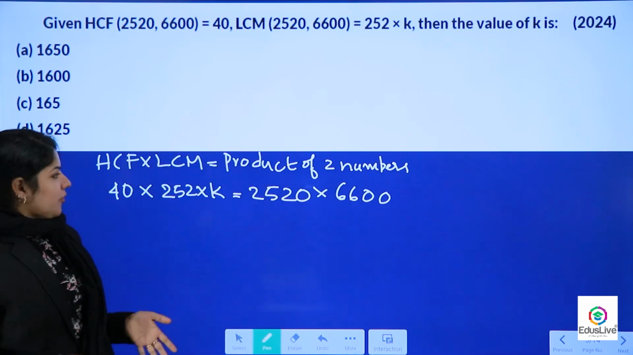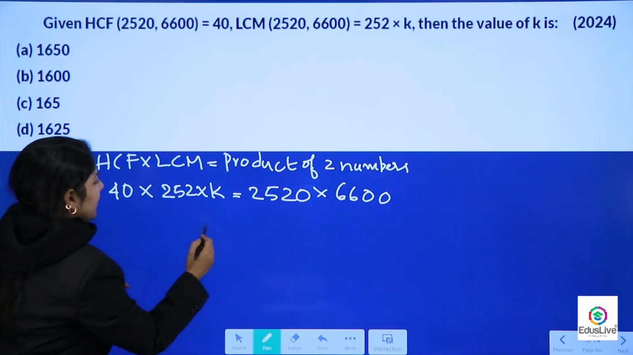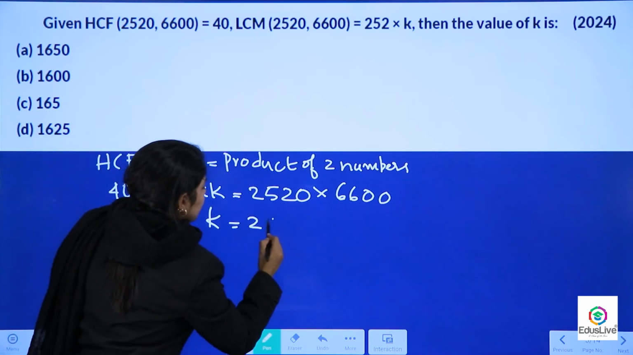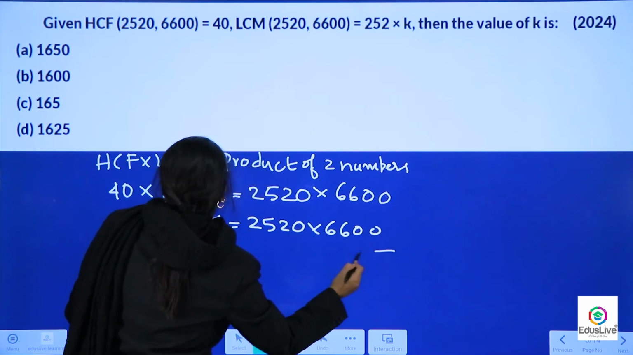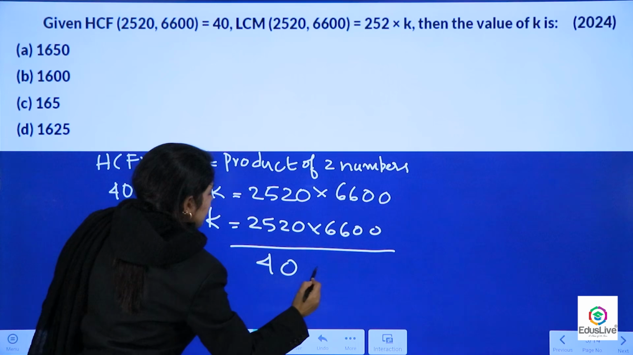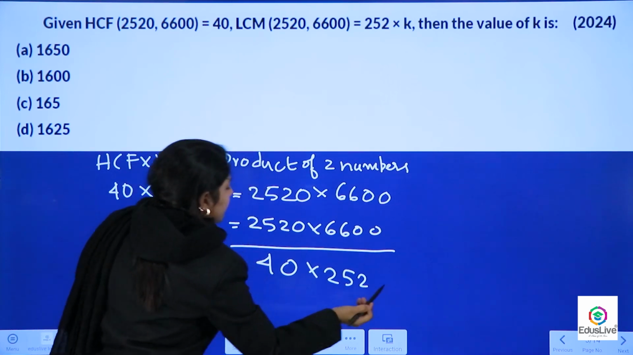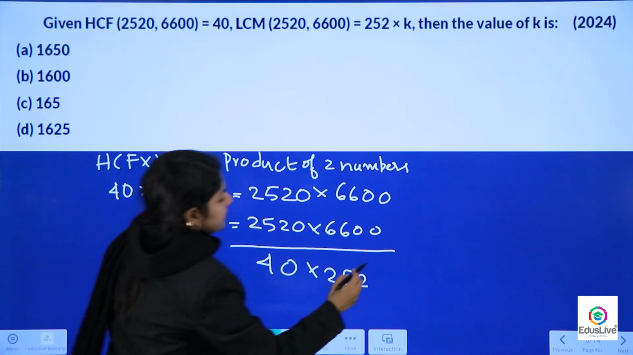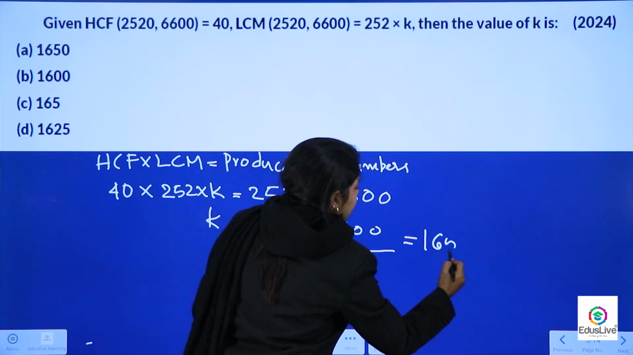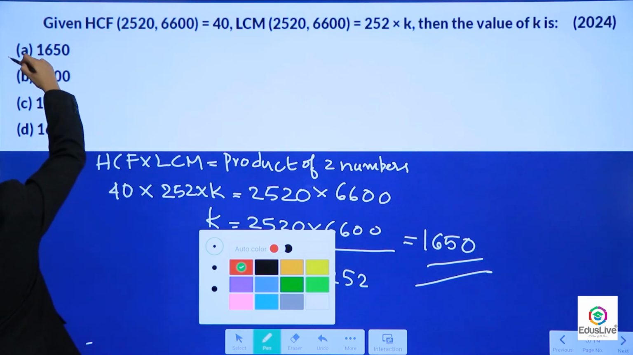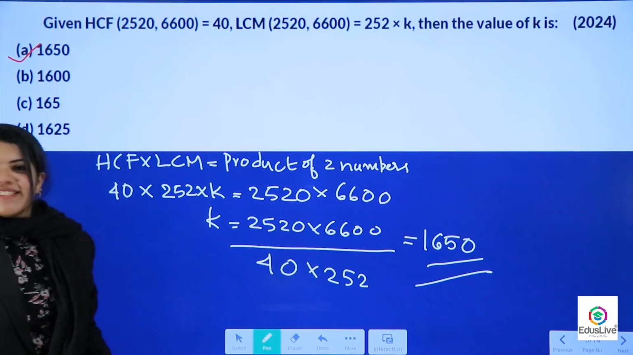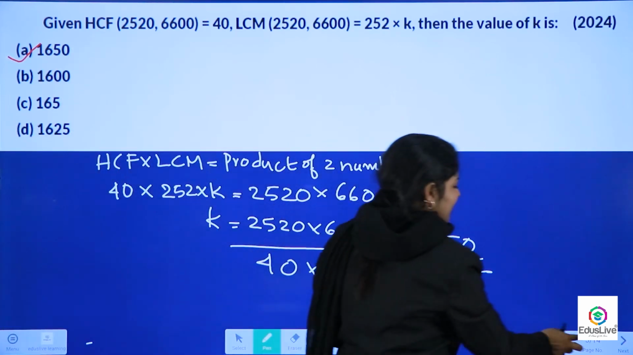This is an equation in one variable. So we can directly find the value of K. K is equal to 2520 times 6600 divided by 40 into 252. On simplification, we get the answer as 1650. So the correct option is option A, 1650. I hope it's clear.